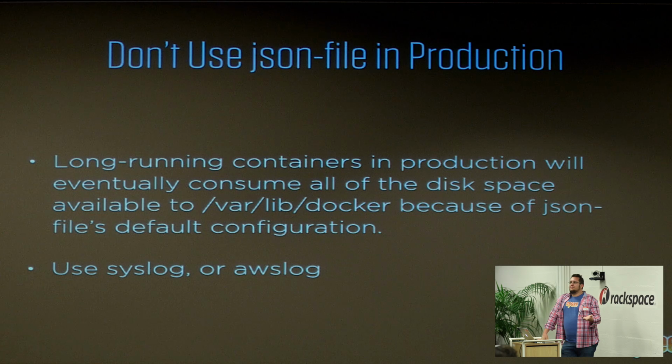We ended up running etcd on the same cluster as the rest of our services, and etcd fell over in the middle of the night. And I was like, what's going on? I don't understand why it can't write to its WAL log. And then I realized that disk was at 100%. And I was like, I thought we were beyond this. I thought disk was no longer a thing. Why do we have disks? So, just don't use JSON file. Use syslog or AWS logs.